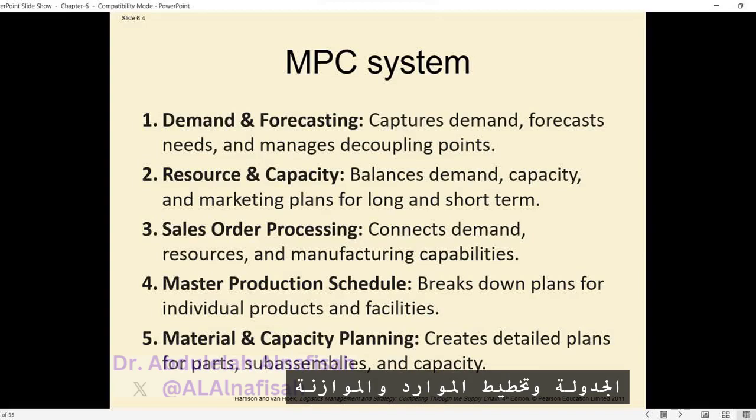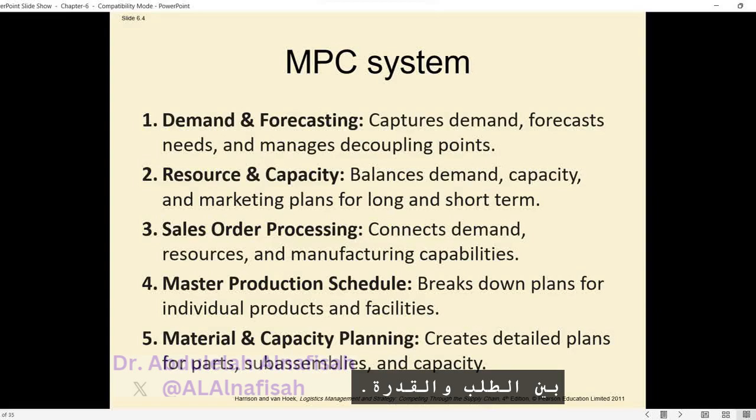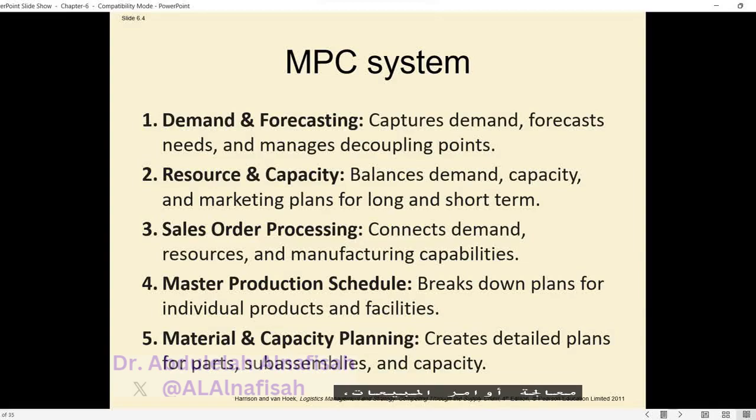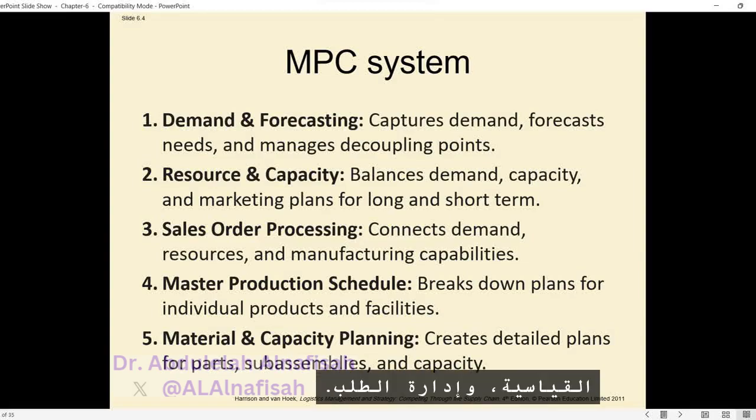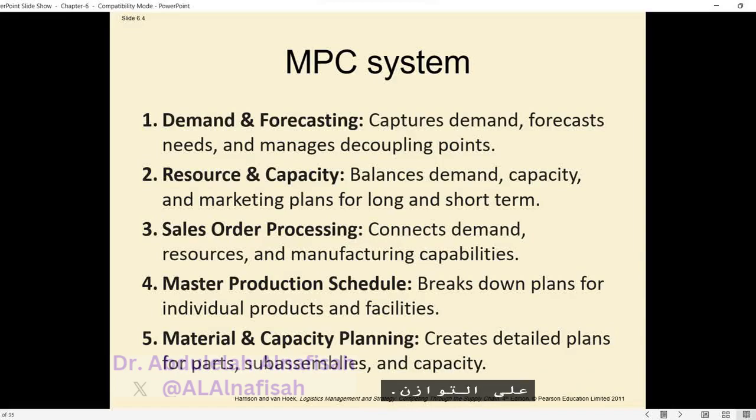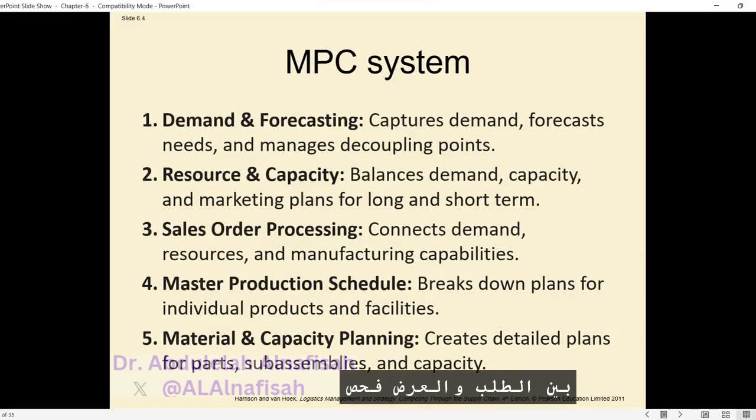Resource planning: balancing demand and capacity by considering manufacturing capacity in the long term and machine and manpower loading in the short term, ensuring marketing plans align with the available resources. Sales order processing, SOP: matching demand management and resource planning to maintain a balance between demand and supply. Checking manufacturing capabilities for new inquiries and coordinating across multiple manufacturing units if necessary.